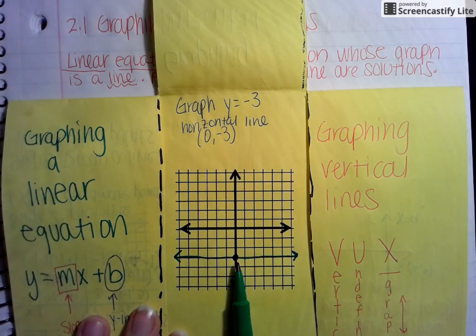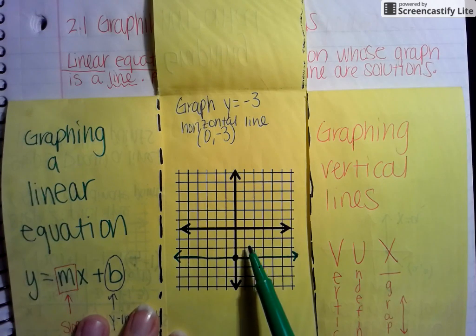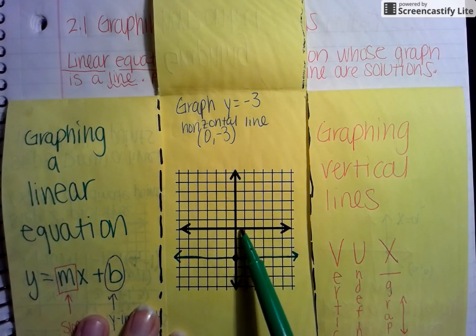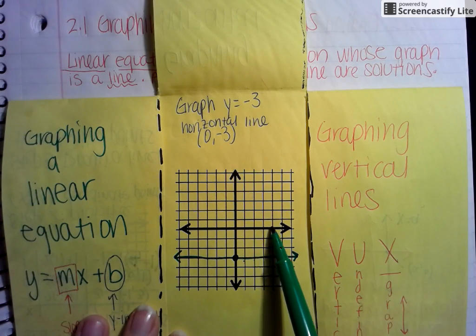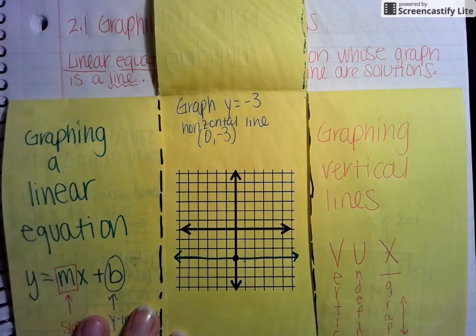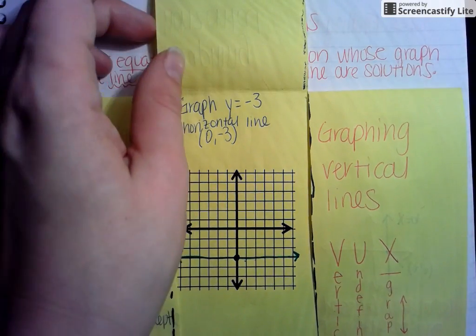It's saying that all of these y values are -3, which in this case they are. If you go to 1, this would be -3, 2, -3, 3, -3, 4, -3. If you notice, all of the y values are -3. So that is a horizontal line linear equation for y equals -3.